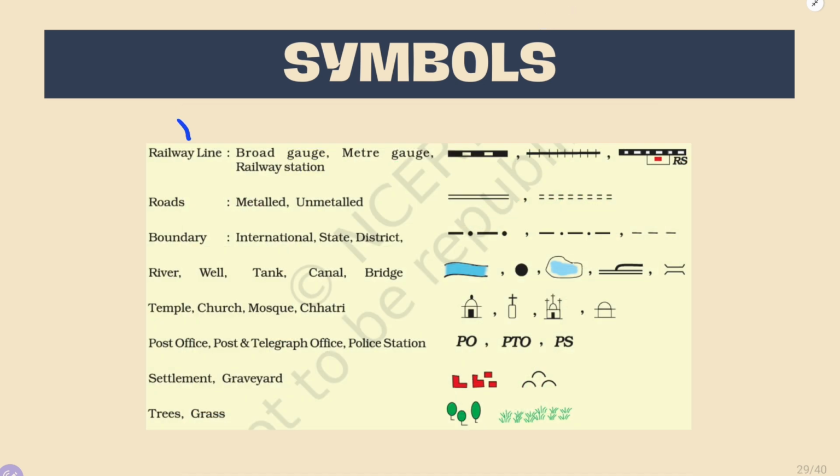We have symbols for railway lines like broad gauge, meter gauge, and railway stations. We have symbols for roads like metalled roads and unmetalled roads. Then for boundaries like international boundary, state boundary, and district boundary. For rivers, wells, tanks, canals, bridges. For religious places, for public offices, for settlements and graveyards, and for trees and grass. These symbols are extremely important for the interpretation of maps, regardless of the language they are in.